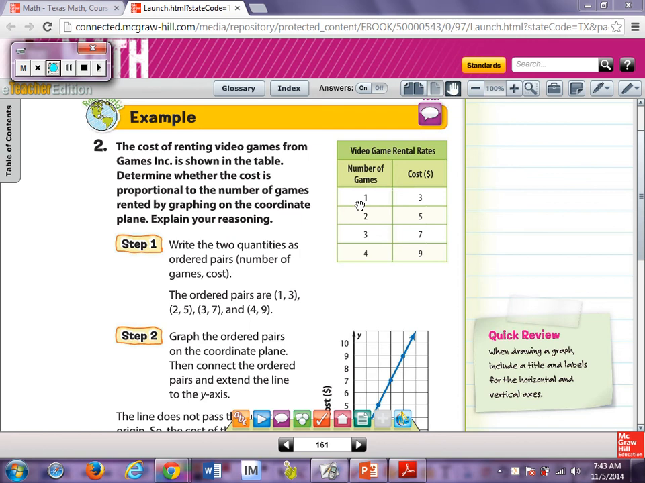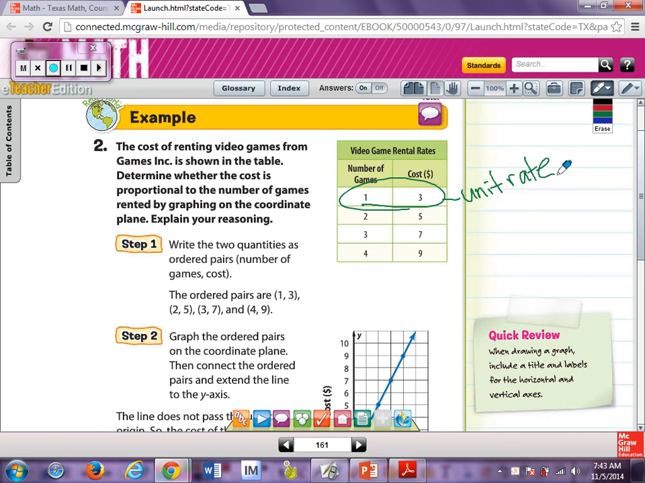And let's look at what it says. It says the number of games, the cost in dollars per number of games. Well, right here, once we have the number compared to 1, we know we're automatically going to have a unit rate. And once we have a unit rate, that's a good first sign that we're going to have a proportion going on here.